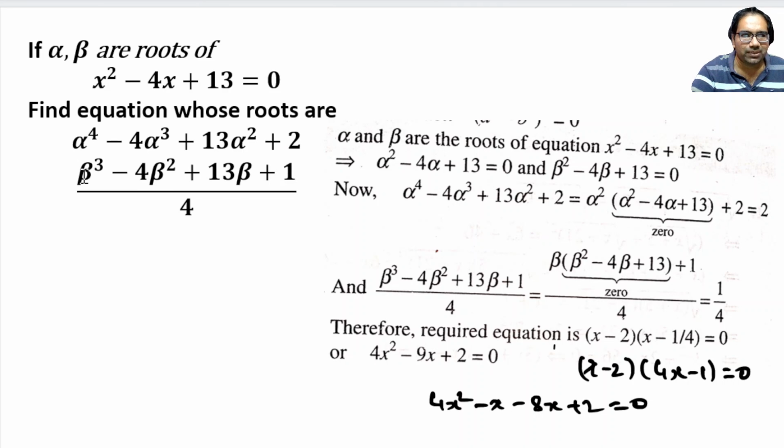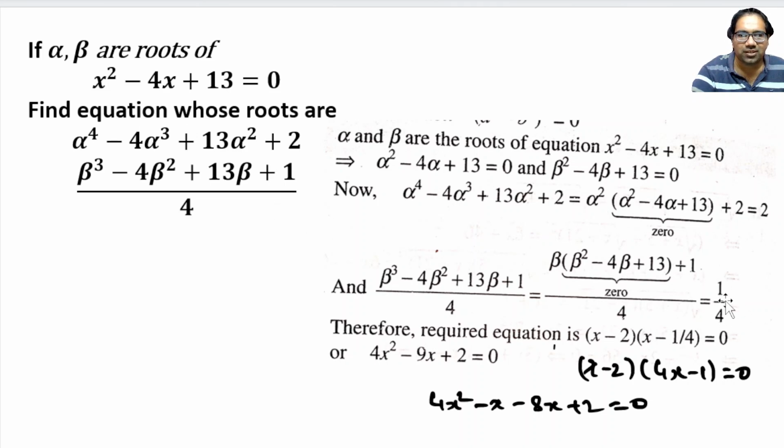This one also: if we take β common, we'll be left with β² − 4β + 13. This entire part is anyway 0 because β is a root of this equation. Right, β² − 4β + 13 is also equal to 0. So we'll be left with this one, which is 1/4. So we know the roots of the new equation that we want: one is 2, one is 1/4.